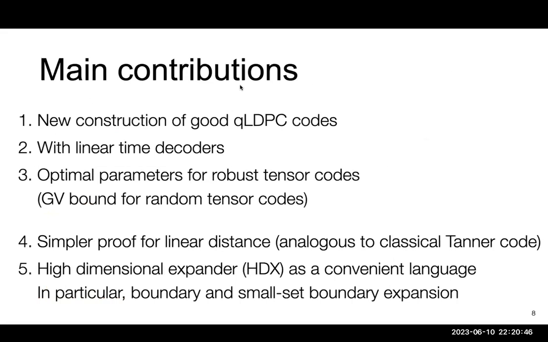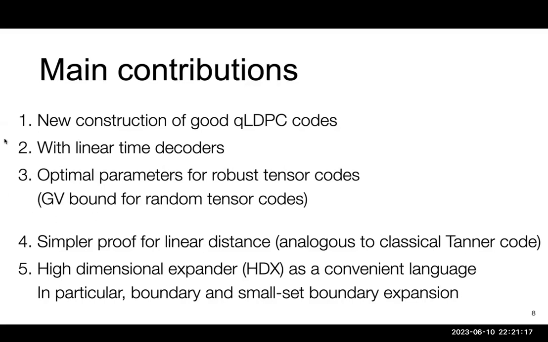Okay, and let me just summarize our main contributions. First, we construct a new family of good quantum LDPC codes, which we show have a linear time decoder. In this proof, we also show a key lemma, which gives the optimal parameter for robust tensor codes. We'll say more about that later, but for now, you can just think of it as a GV bound for tensor codes. Usually the GV bound only applies to one code, but here it's a tensor of two codes.